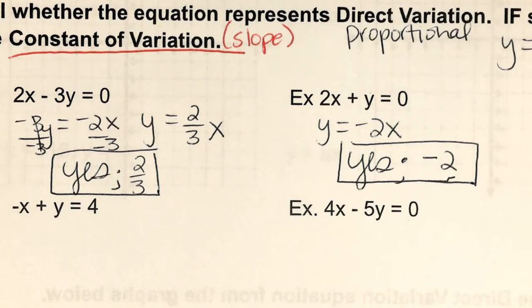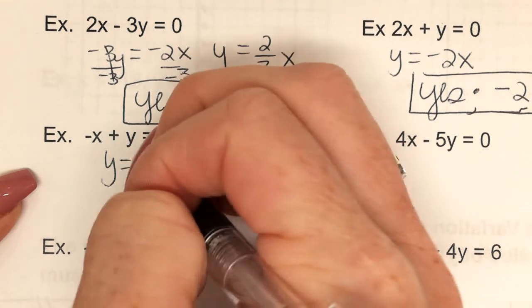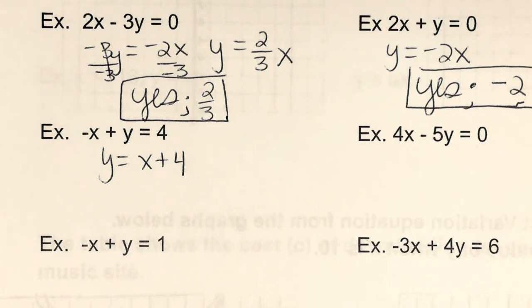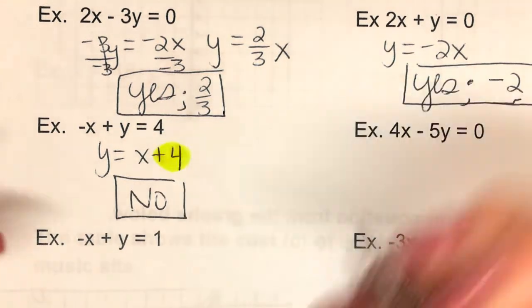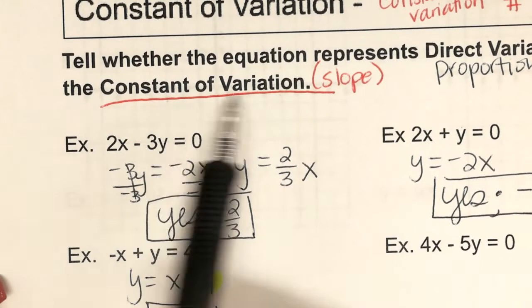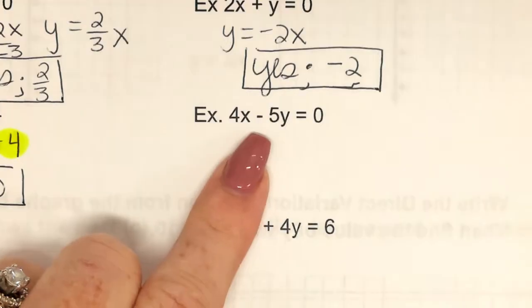What is it, yes or no? No. Why is this one not showing direct variation? It has a plus 4. So the answer would be no. I don't answer the next part because there is no constant of variation. There is a slope, but they're wanting a constant of variation, and a constant of variation is specific for proportional problems.